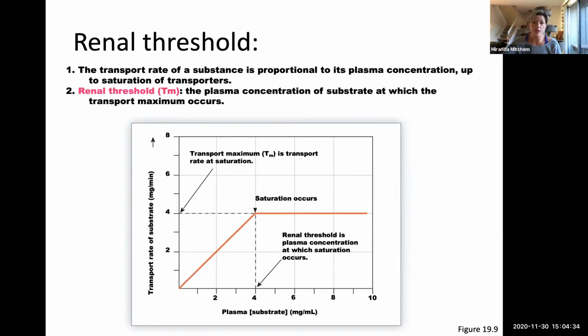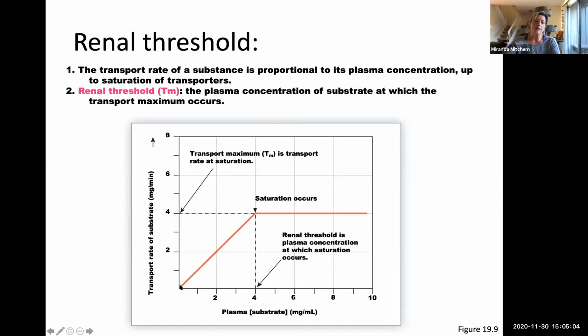That's the renal threshold. It simply is the concentration of a substrate in the plasma when we're at maximum transport. So in the graph, we're looking at the plasma concentration of a substrate that is increasing in concentration. This is on the x-axis. On the y-axis, we're looking at the transport rate of that substrate. So just substrate X, if you will.